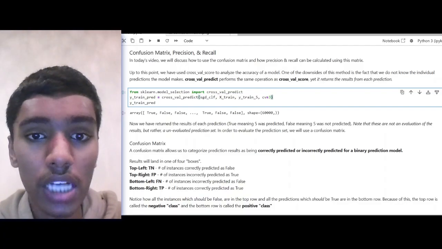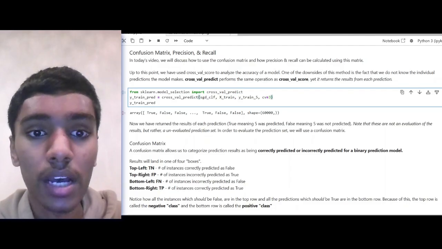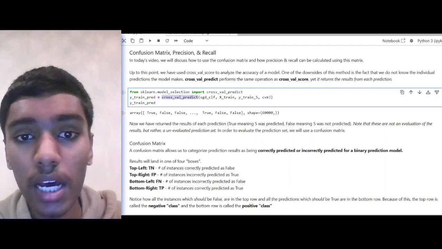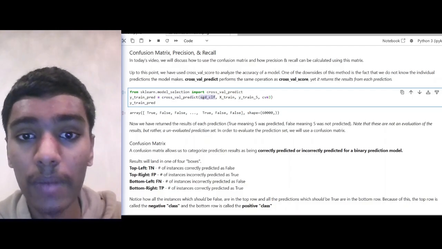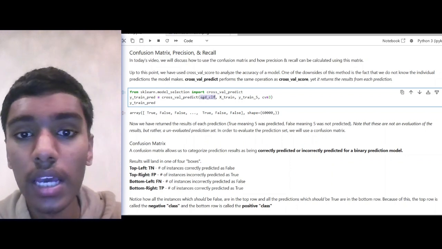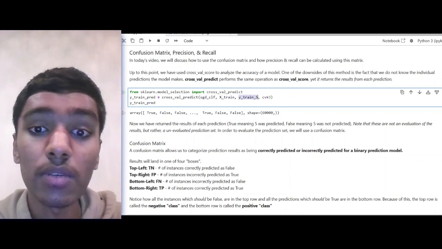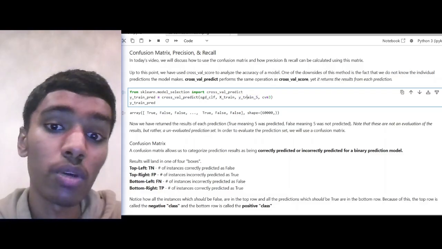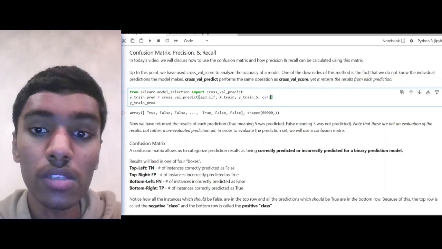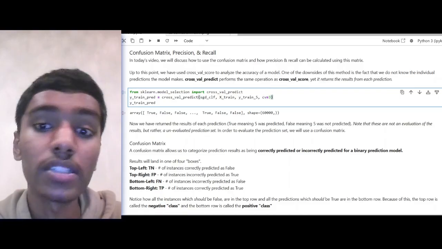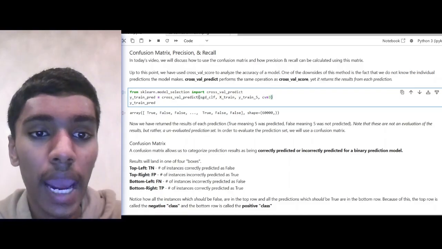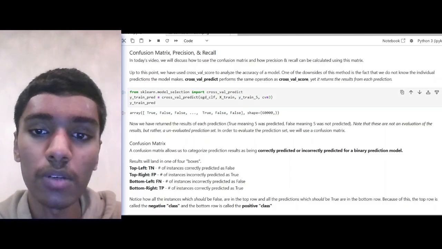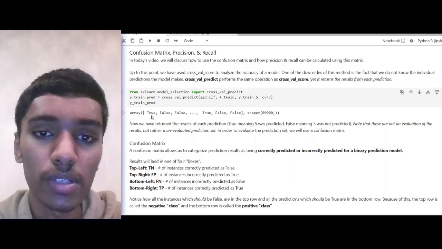We import cross-validation predict from the model selection module in scikit-learn, and then we call cross-validation predict. We pass in the SGD classifier, which we've already created in the previous tutorial. We then pass in our training set. We pass in the Y values, which are the target values for our training set, what the model should be predicting, the actual values. And then we pass in the number of times we want to train and test the model. Then we output that, and we see that we also have the shape of the output, as well as the individual outputs.